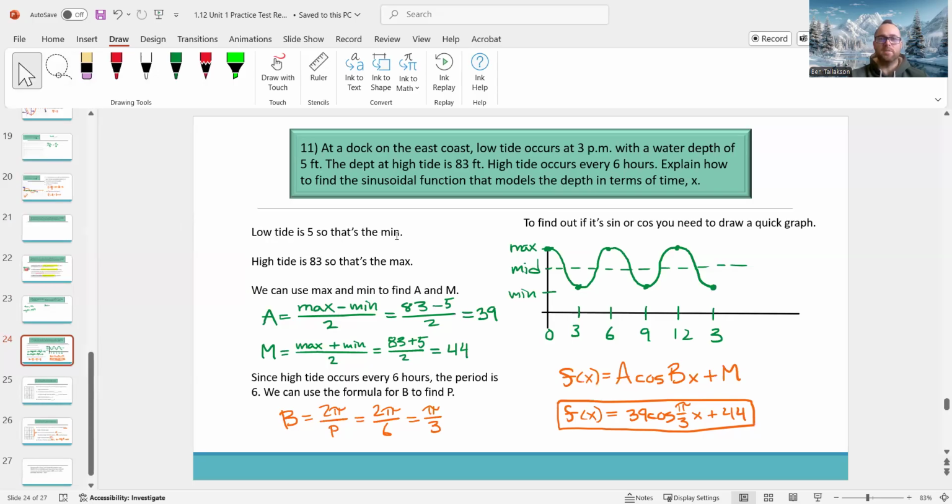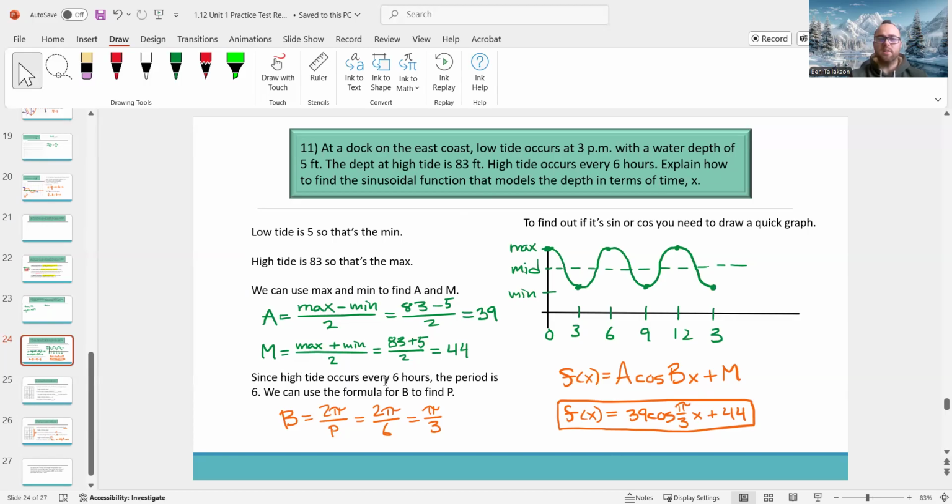Okay, low tide is 5, so that's the min. High tide is 83, so that's the max. We're talking about feet. I labeled that here, max and min. And we can use the max and min to find both A and M. Both of those equations only need those two inputs, max and min. So we put those in, we find the amplitude, we put those in, we find the midline.